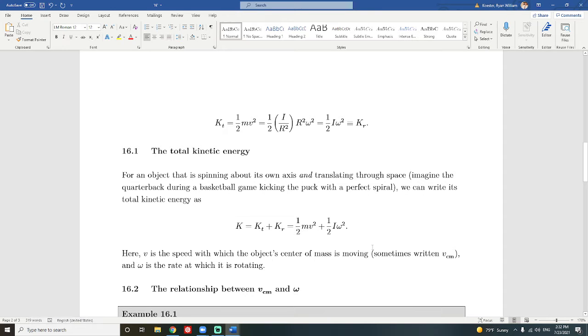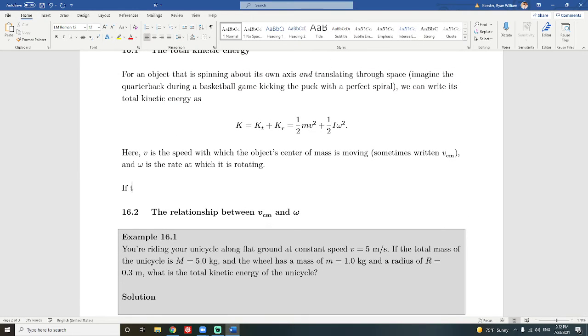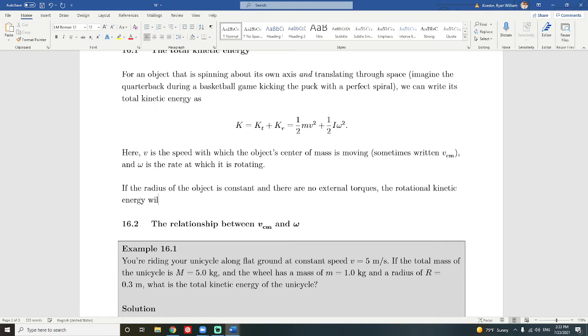Okay, so I also just want to say that if the radius of the object is constant, it pretty much always will be, and there are no external torques, the rotational kinetic energy will be constant. And this is just extending conservation of energy to objects that are rotating now.